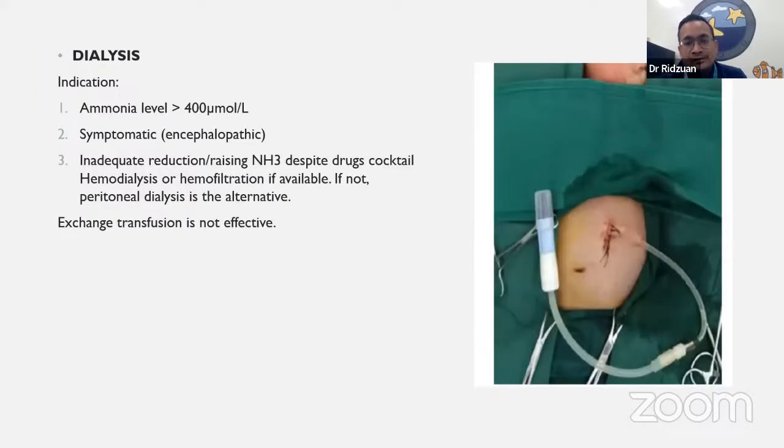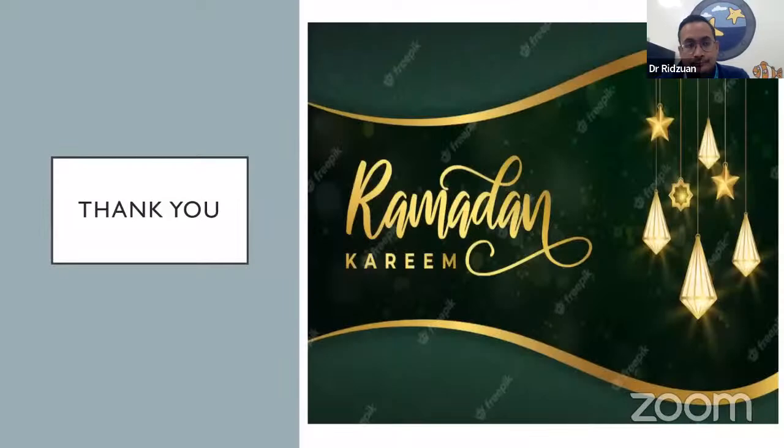If the ammonia level is more than 400 micromole per liter with worsening encephalopathic symptoms, or there is no reduction of ammonia despite the cocktail, dialysis is indicated. And in babies, due to the unavailability of hemodialysis, the only approach is peritoneal dialysis. That's all from me. Thank you.